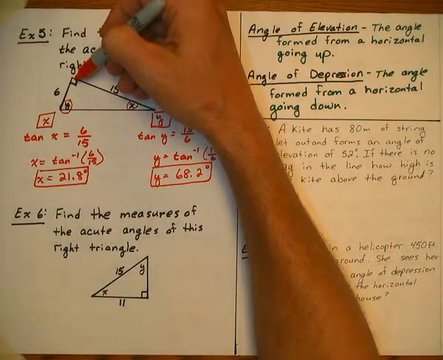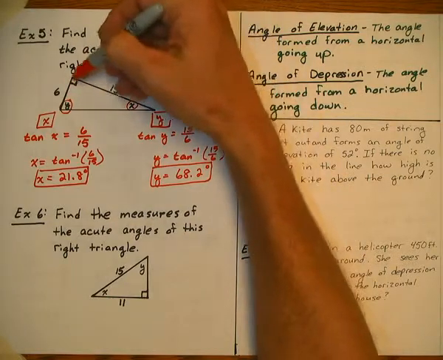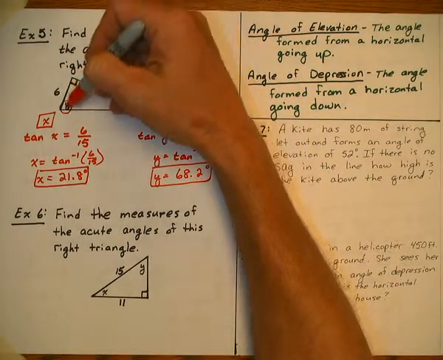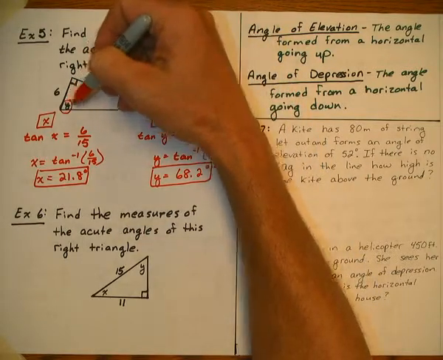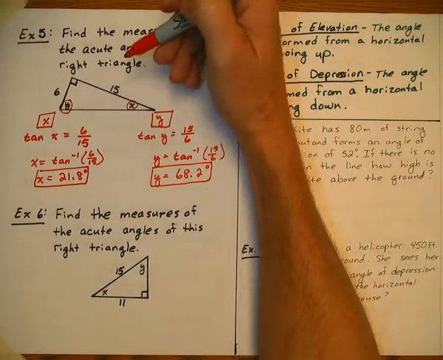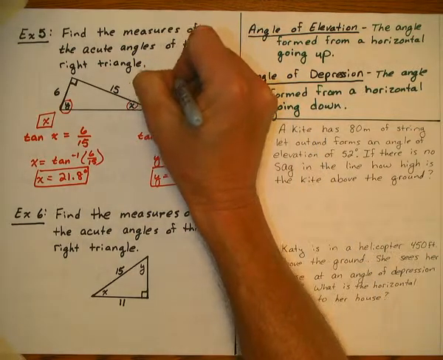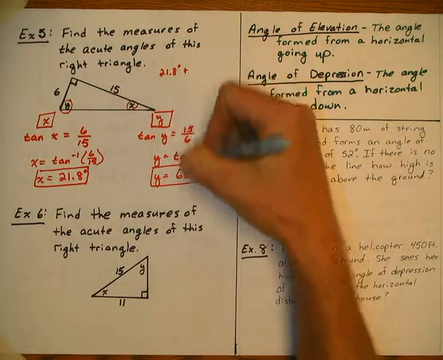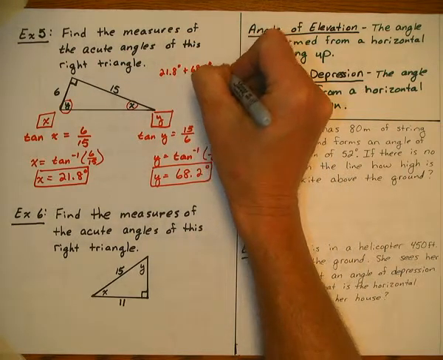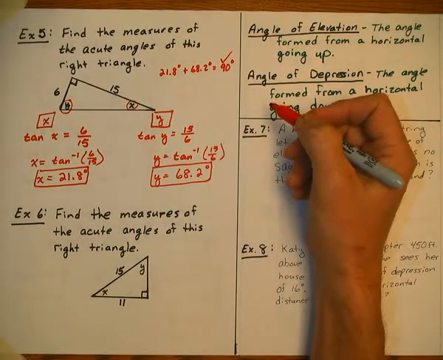Now, if you remember, this angle is 90 degrees on this triangle. And the angles of a triangle have to add up to 180. Well, if this one's 90, it means angles x and y should add up to 90 also, because 90 and 90 would add up to 180. Well, x was 21.8 degrees. Y was 68.2 degrees. That does add up to 90 degrees. So that's one way that you can check your work.